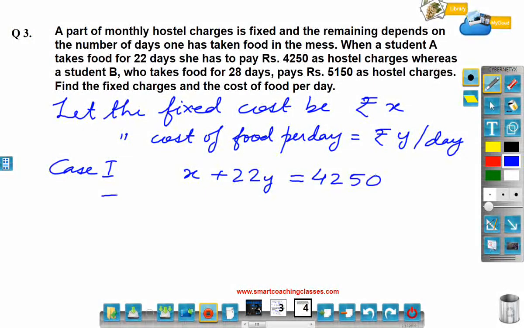4250. Case 2. What do we have? X plus 28y is equals to 5150. Okay, so we have done both the cases. Okay, moving on to the next case.